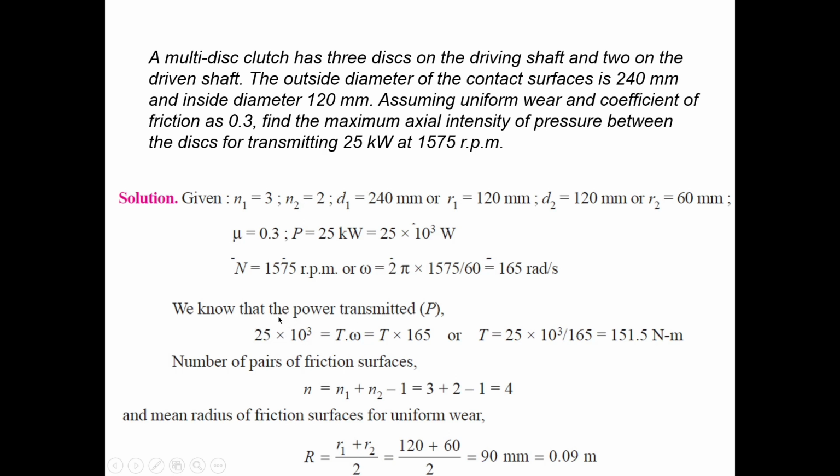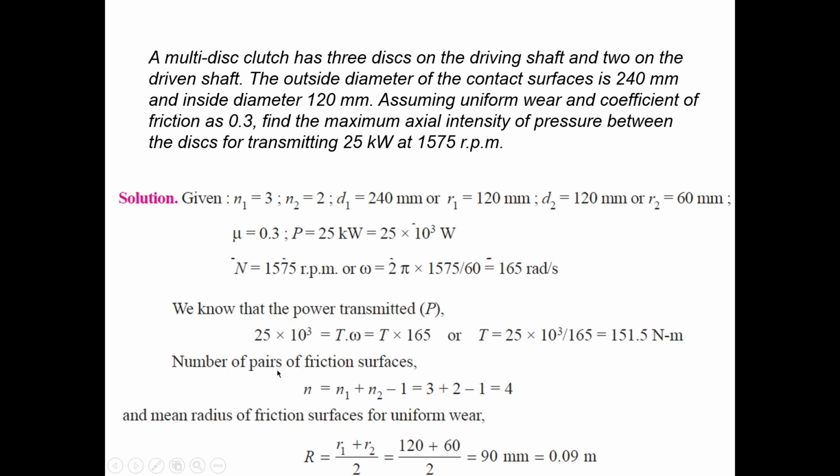As usual, we know that the power transmitted P is equal to T into omega. By using this formula, we can find the required torque. Since the power has been given as 25 into 10 power 3 watts, and we have found the angular velocity, the T value has been found easily. It was found as 151.5 Newton meter. Please check the values with your calculator.